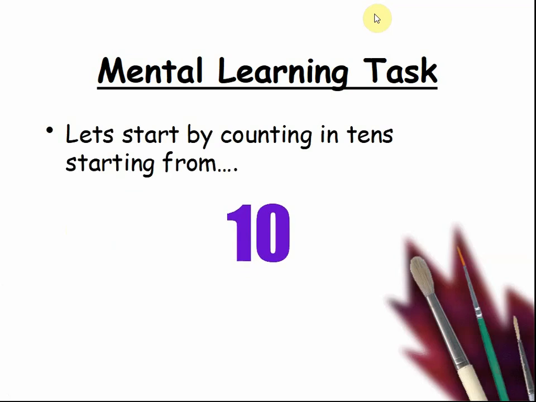Let's start by counting in 10s, starting from 10. 10, 20, 30, 40, 50, 60, 70, 80, 90, 100. If you notice, all of those numbers ended in a 0.